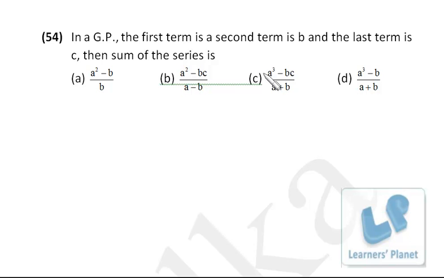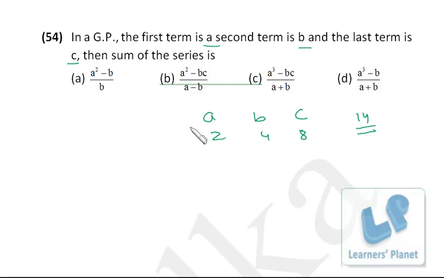Now in a GP, the first term is A, the second term is B, and the last term is C. Then the sum of the series is. What you can do is, again assume the values of A, B and C. Suppose I take 2, 4 and 8. I assume there are just 3 terms in this GP. Okay. Now the first term is A, the second term is B, and the last term is 8. Now we have to find the sum of the series. So precisely here it is 8 plus 4, 12 and 2, 14. Now you just have to put the values of A, B, C in the options and see where you get 14. Okay.